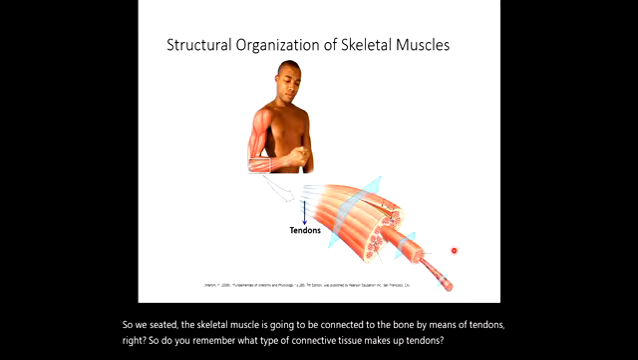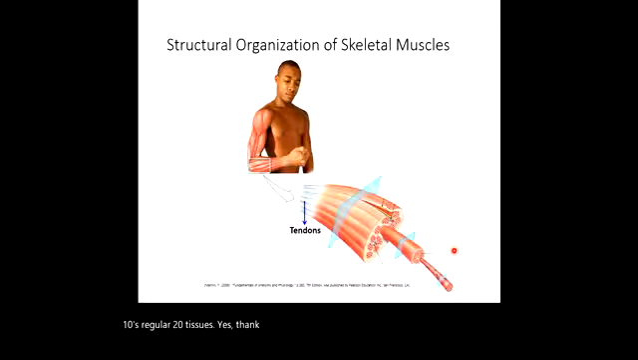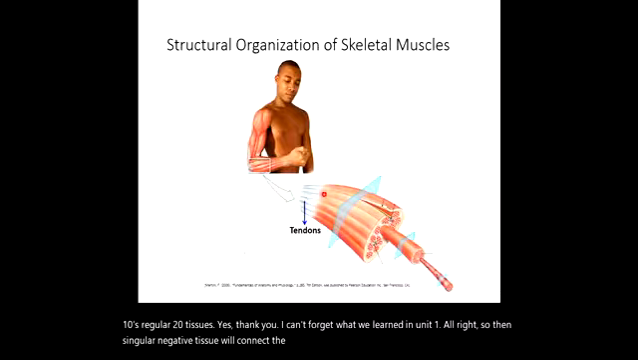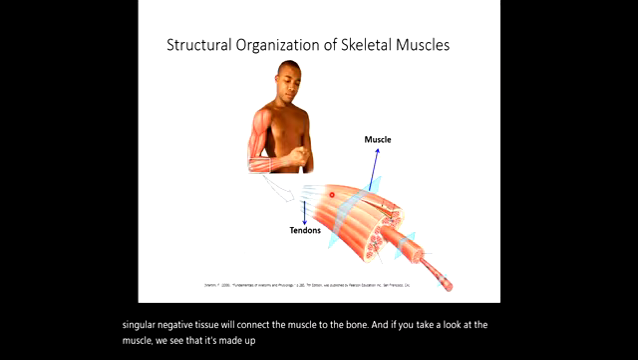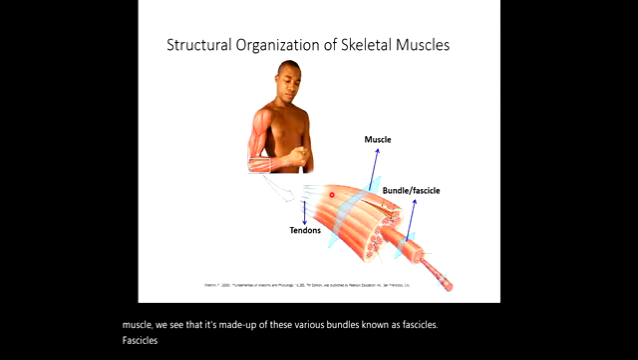Dense, regular connective tissue. Yes, thank you. Can't forget what we learned in Unit 1, all right? So dense regular connective tissue will connect the muscle to the bone. And if you take a look at the muscle, we see that it's made up of these various bundles known as fascicles. Fascicles or bundles can be interchangeably used.